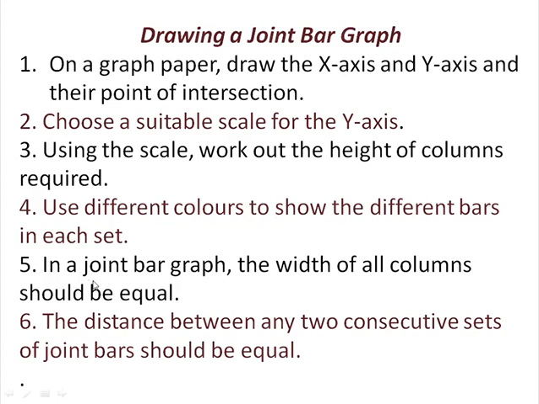Fifth point, in the joint bar graph, the width of all columns should be equal. As we do with a simple bar graph, we are taking the width of all columns the same. Similarly, in a joint bar graph, we will take the width of all the columns equal. Also, the distance between any two consecutive sets of joint bars should be equal. That is, whenever you are making two consecutive sets of joint bars, the distance between them should be equal. In this way, you have to keep all these points in mind while drawing the joint bar graph. Also, we will discuss all these points while doing the practice set.